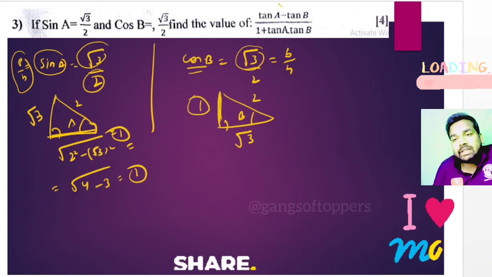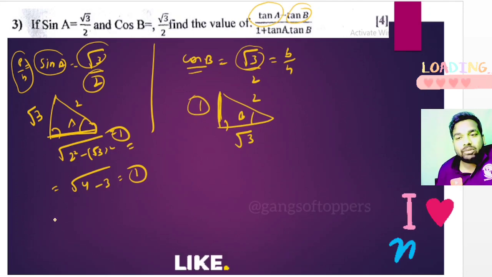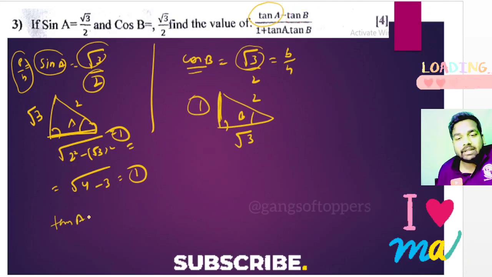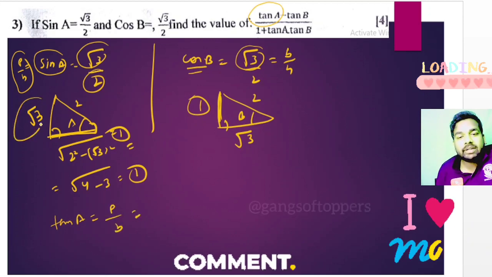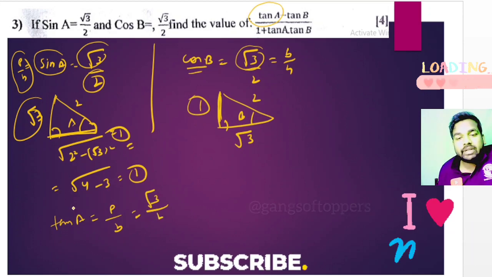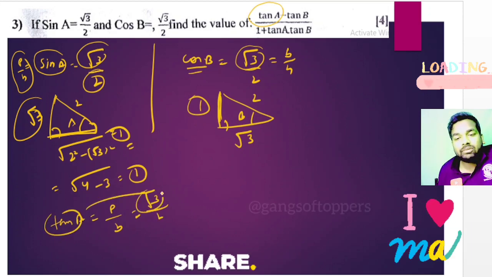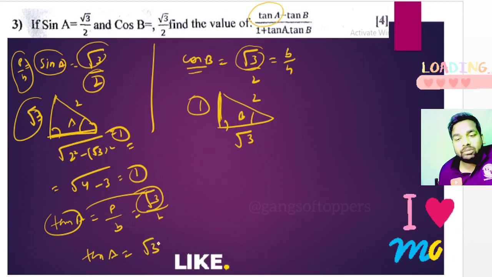Since the question is asking about tan A and tan B, by using the concept, tan A is equal to perpendicular by base. So what is the value of perpendicular? That is root 3. So just put root 3. And what is the value of base? That is 1. So tan A is equal to root 3.